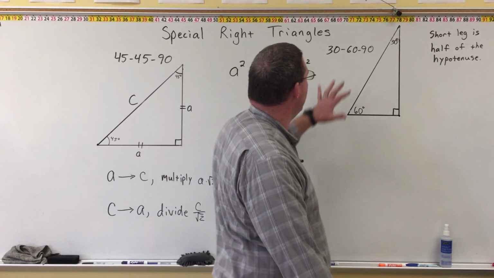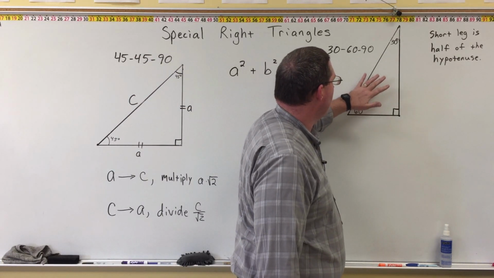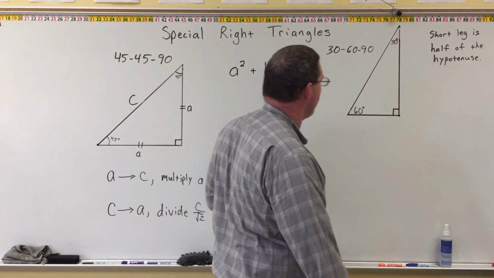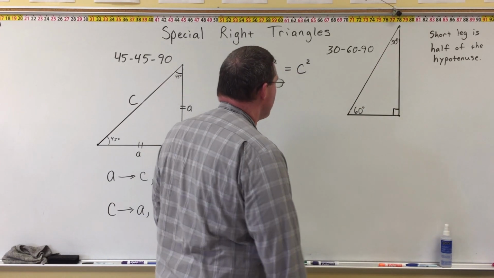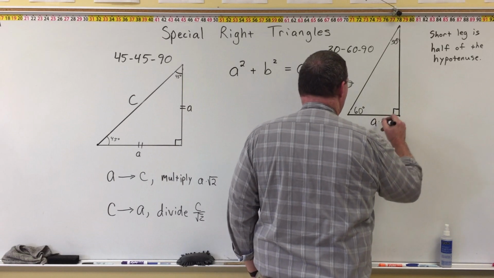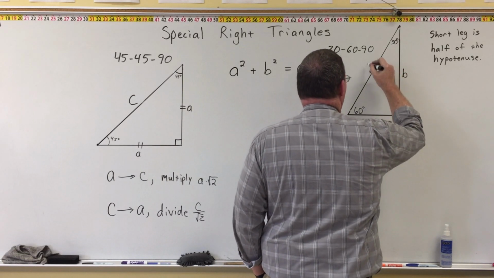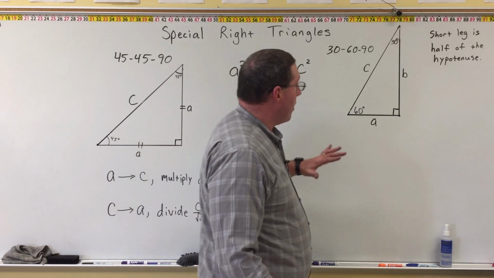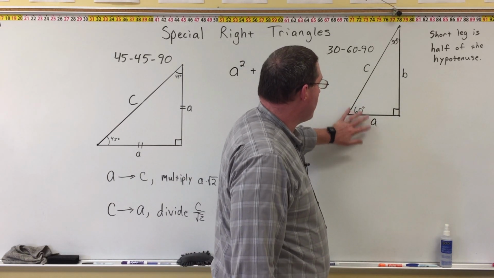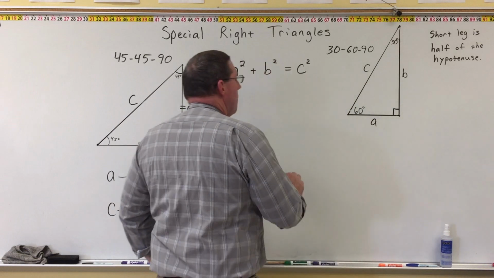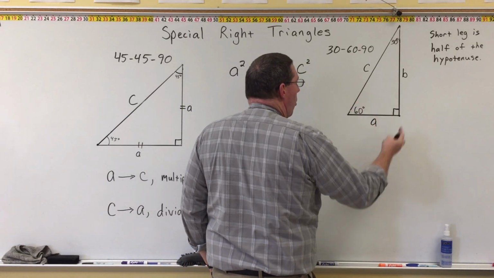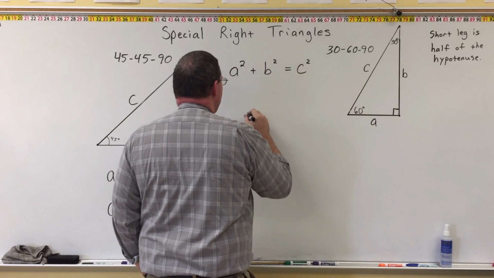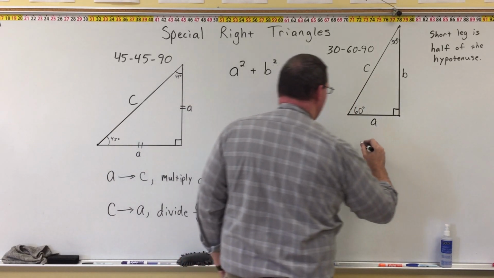Okay, let's go over here then and try to understand the relationship among the short leg, the long leg, and the hypotenuse in a 30, 60, 90 right triangle. Okay, so let's call the short leg A, the long leg B, and the hypotenuse C. Well, let's start, the easiest part is C and A. Remember how I said that C is always twice the length of A, or A is always half of C.